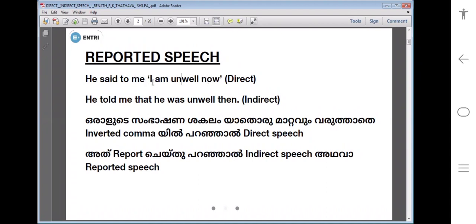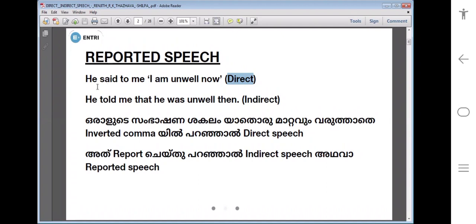When you keep the exact words of the person which has been spoken, that is called direct speech. And when we change this direct speech into indirect speech, we need to make certain changes, but without changing the meaning of the statement.